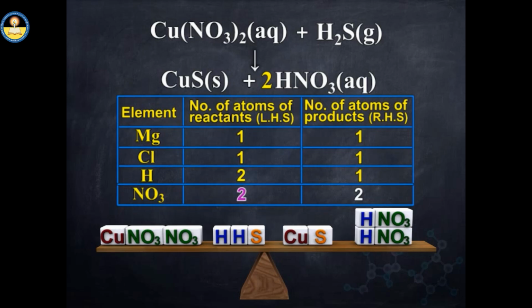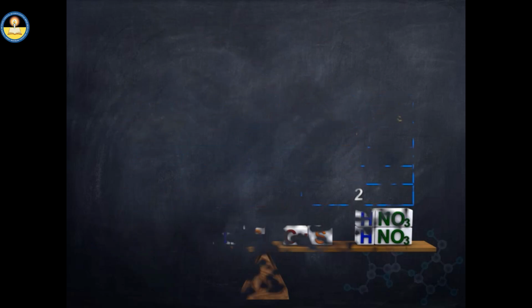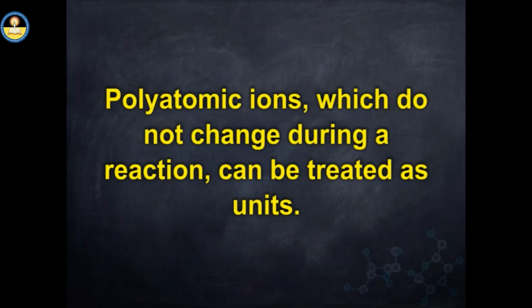So, we should store in memory that, for balancing purposes, polyatomic ions which do not change during a reaction can be treated as units.